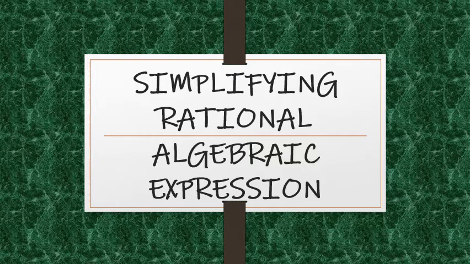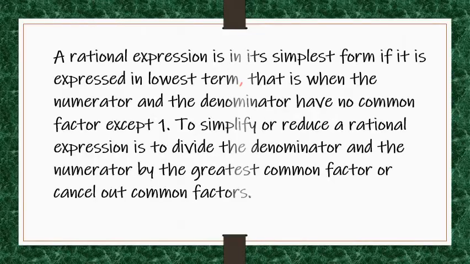Simplifying rational algebraic expressions. A rational expression is in its simplest form if it is expressed in lowest terms. That is when the numerator and denominator have no common factor except 1. To simplify or reduce a rational expression is to divide the denominator and the numerator by the greatest common factor, or cancel out common factors.